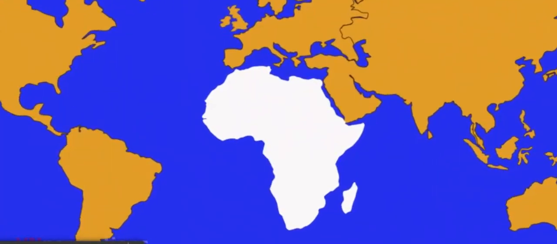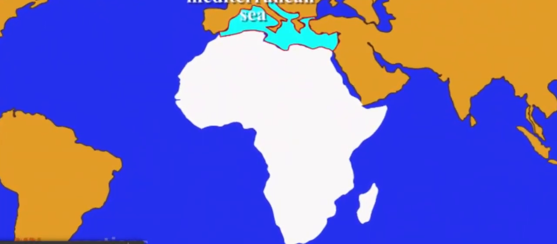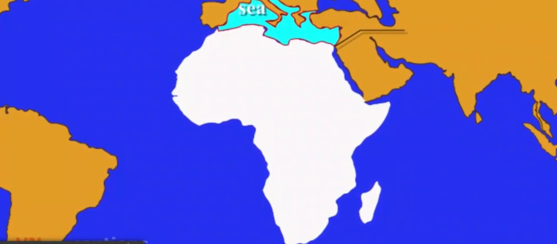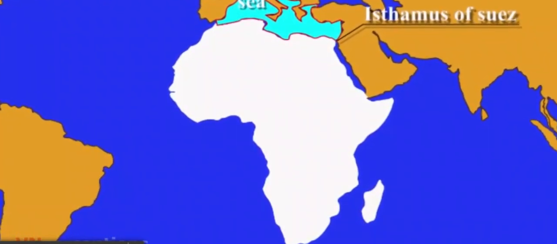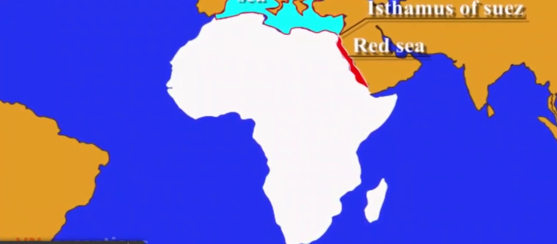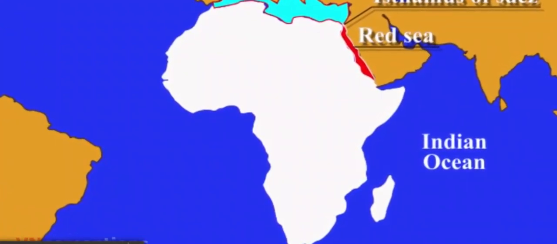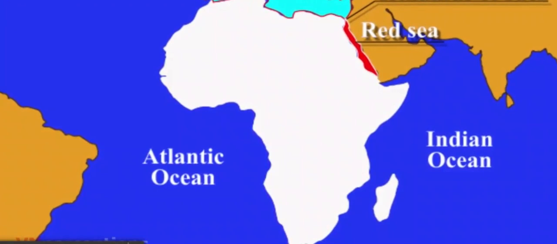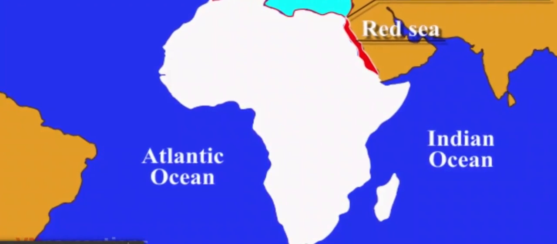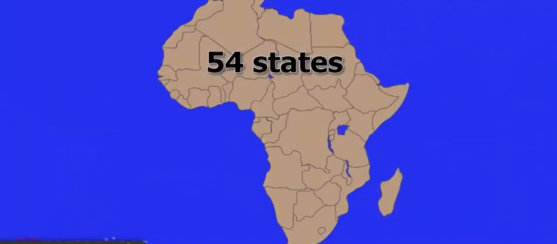The continent is surrounded by the Mediterranean Sea to the north, the Isthmus of Suez and the Red Sea to the northeast, the Indian Ocean to the southeast and the Atlantic Ocean to the west. This continent includes Madagascar and various archipelagos, and it contains 54 fully recognized sovereign states, that is, countries.